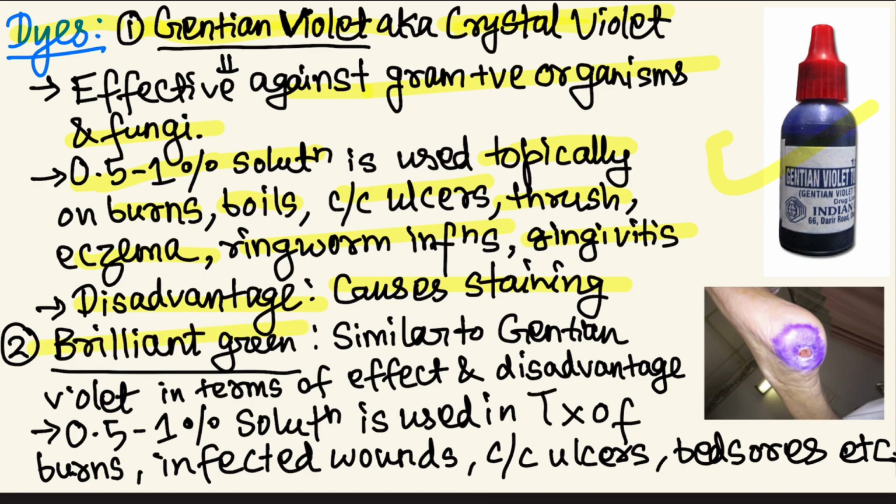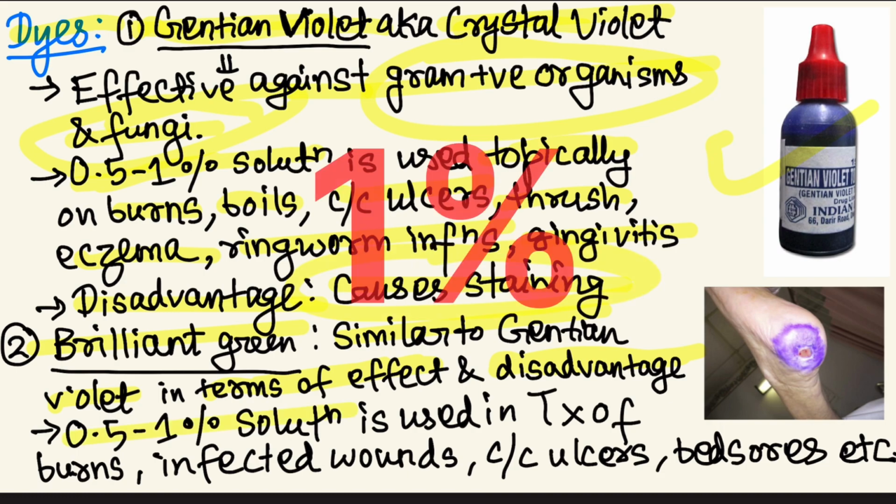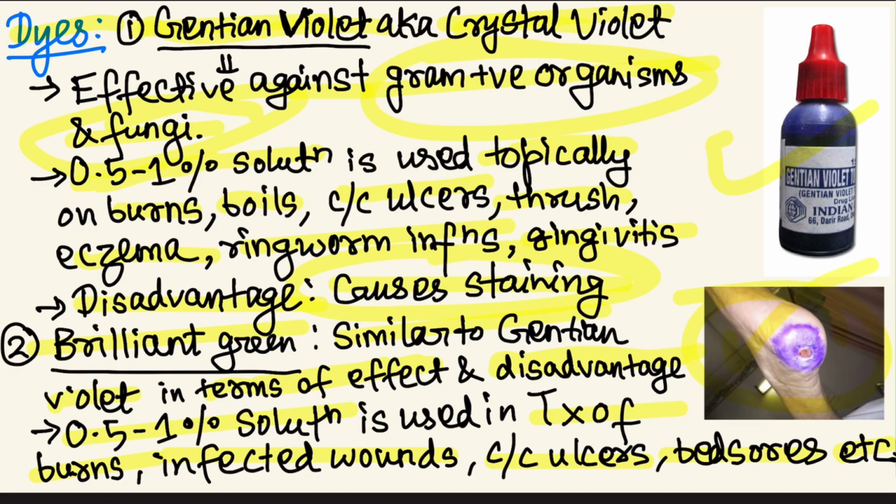Then we have brilliant green, which is similar to gentian violet in terms of effect. It is effective against both gram-positive organisms and fungi, and it has the same disadvantage, that is it causes staining. Uses are also very similar, that is 0.5 to 1% solution is used in the treatment of burns, infected wounds, chronic ulcers, bed sores, etc. Here you can see the staining which is caused by the gentian violet in a particular chronic ulcer.